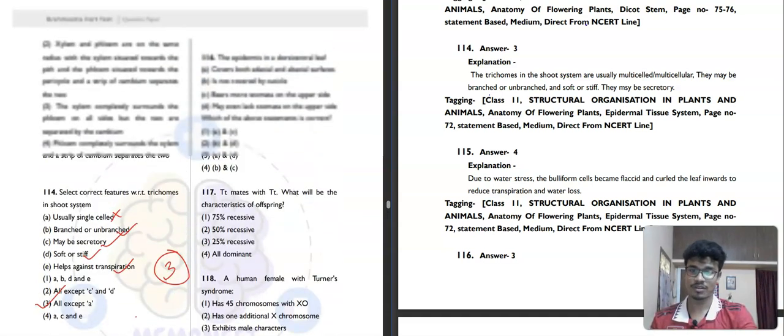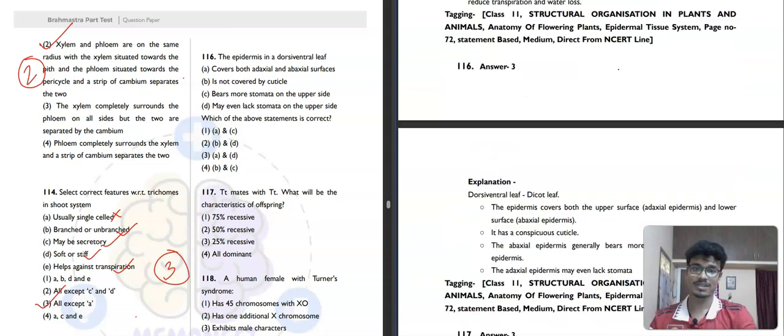Moving to the next question, question number 116. Let's see what it says. The epidermis in a dorsiventral leaf covers both adaxial and abaxial surface. Okay, let's see. Yes, it covers both adaxial and abaxial surface. And it is not covered by cuticle. It is covered by cuticle and bears more stomata on the upper side.